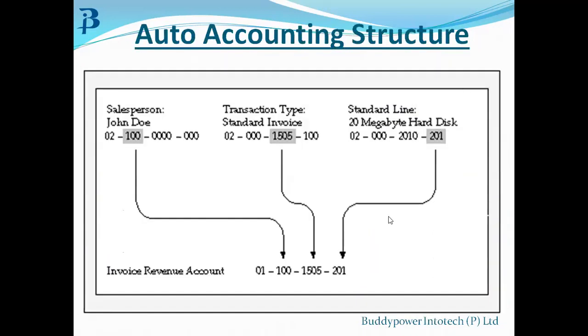So this will be your product. Basically, you can say the salesperson, John Doe, enters a one line standard type invoice for a 20 megabyte hard drive. This is what the invoice description will come as. So you got how you set up your accounting structure? Yes, ma'am. I got it.